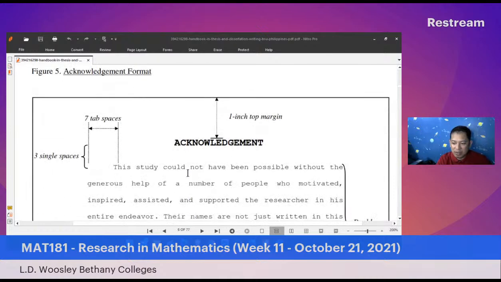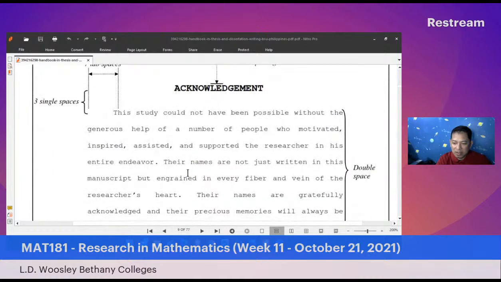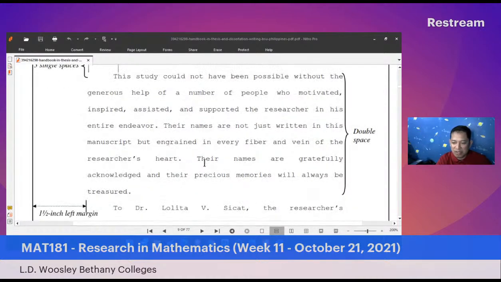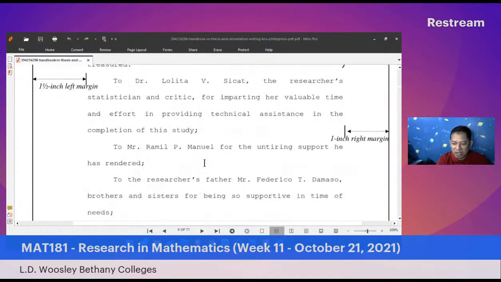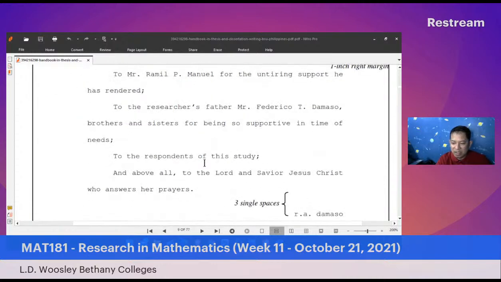Then for the acknowledgement, their names are not just written, but you explain every fiber and vein of the research heart, the reason for their unwavering, untiring support, and then above all to the Lord and Savior Jesus Christ. Of course, we are a Christian college, so all of this is indebted to the Lord, to God Almighty, for all the things that the Lord has blessed us with, not only academic but also spiritual blessings, since we are a Christian college.